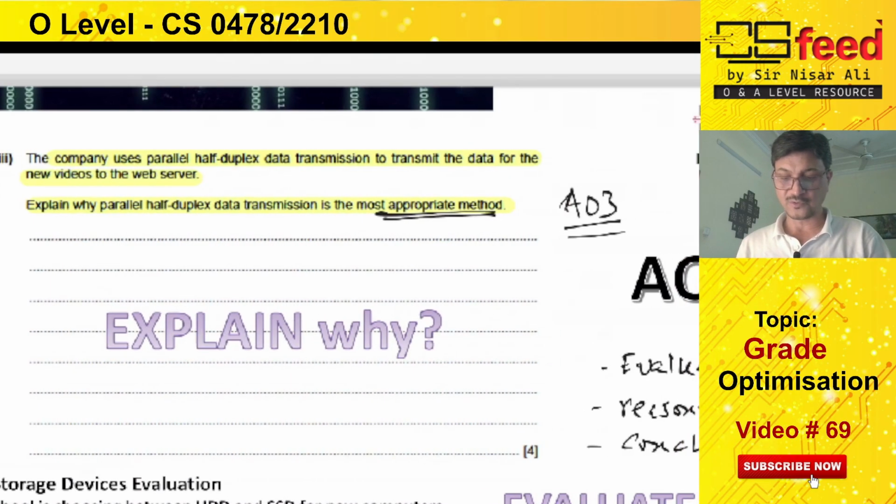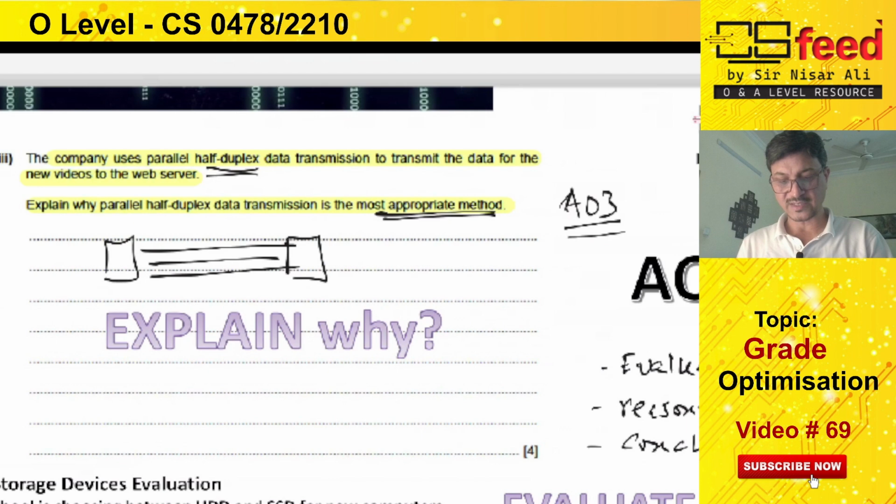Before you move into it, you should know that parallel is a transmission method where the data is transmitted from one device to the other device using various wires, various lines. But when it is half duplex, it means once at a time. This is the sender and this is the receiver, and next time this is the receiver and this is the sender, and the data might be traveling back. Once it is traveling like this, and the next time it might be traveling back.